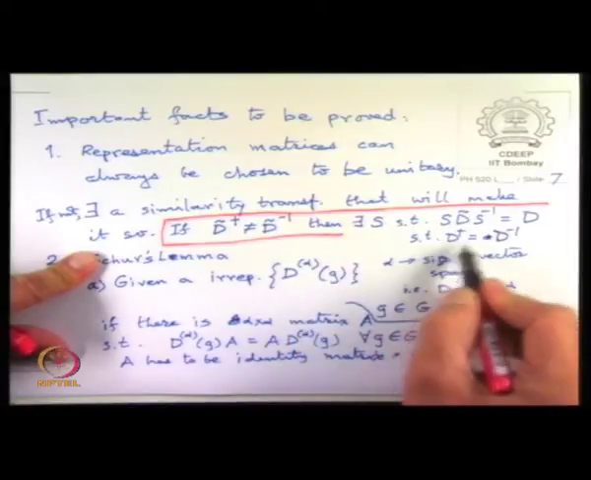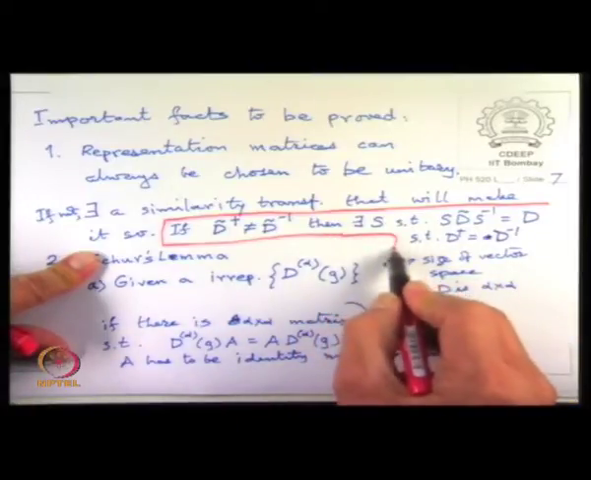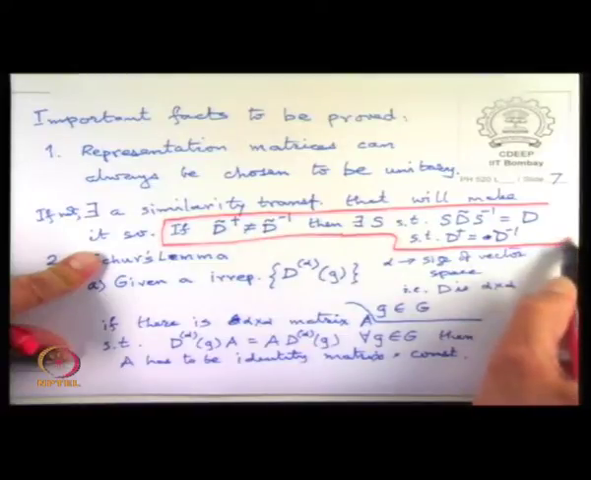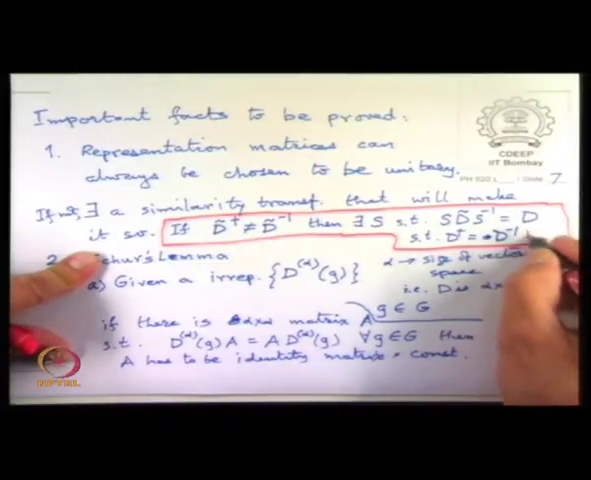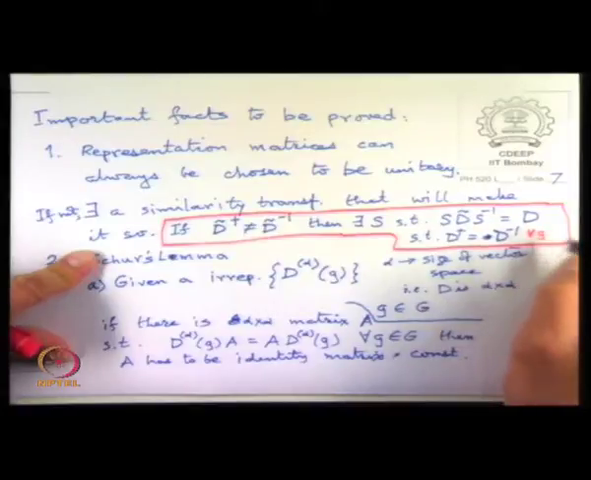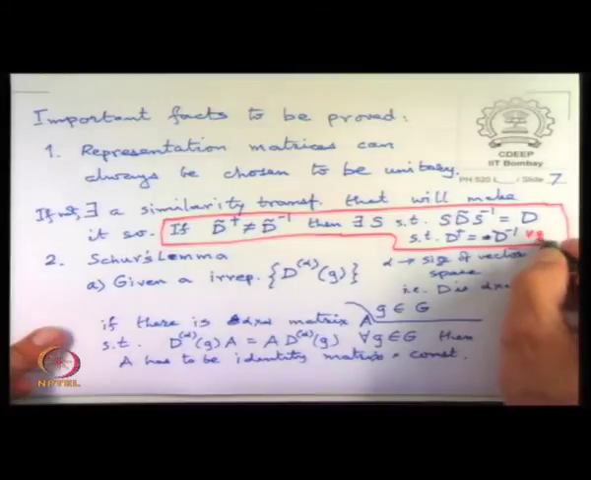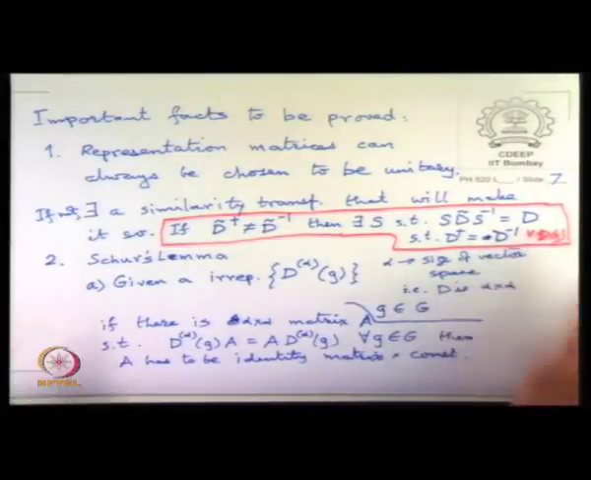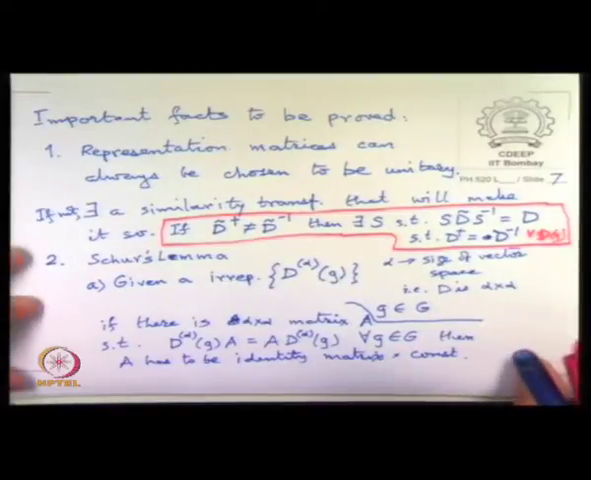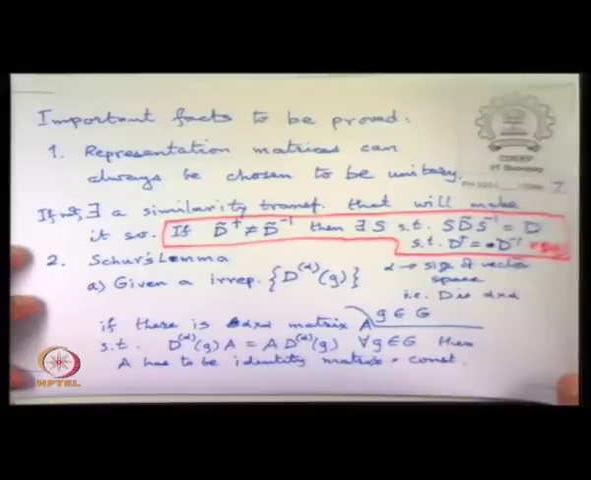And this is for all the g in the group. So for all D of g, the tilde representation, which is something arbitrary, can always be made unitary by a similarity transformation. So hopefully I prove that before we end today. But I am telling you in advance some of the things as a preview.